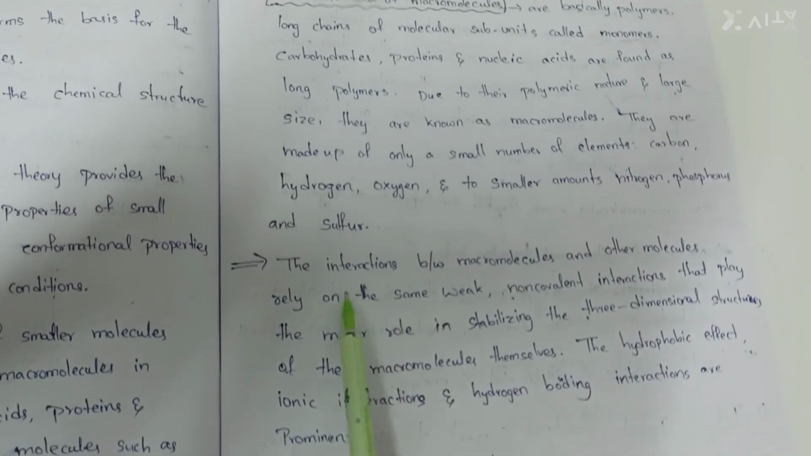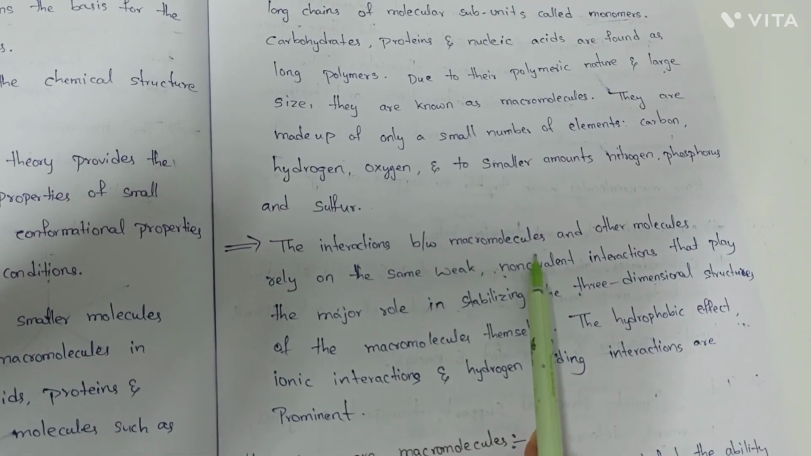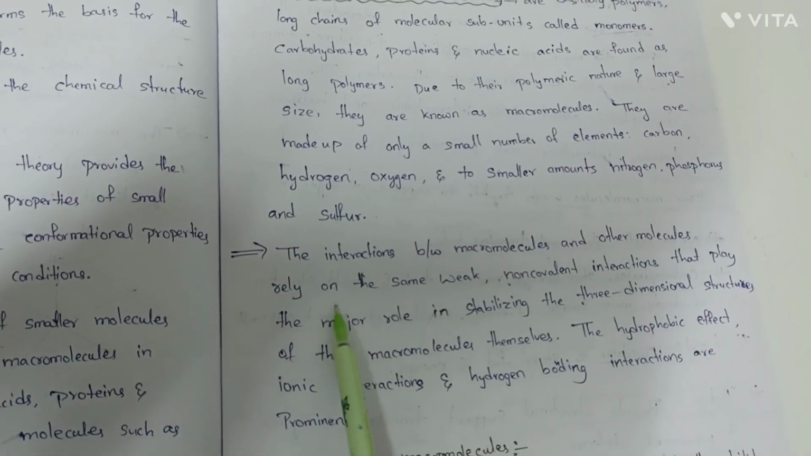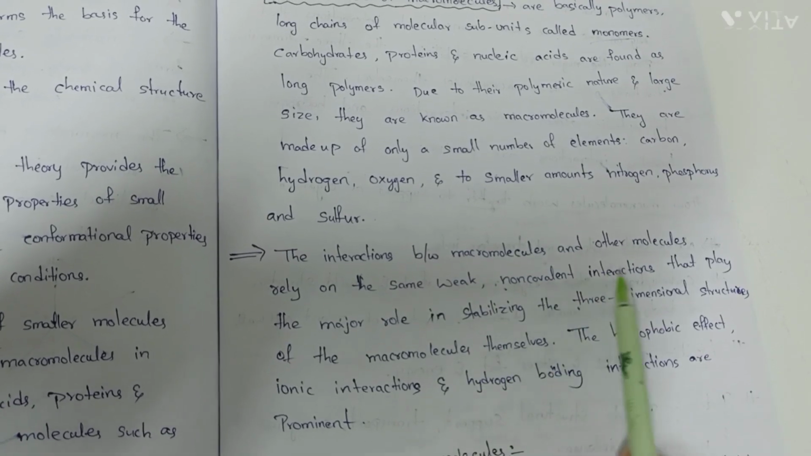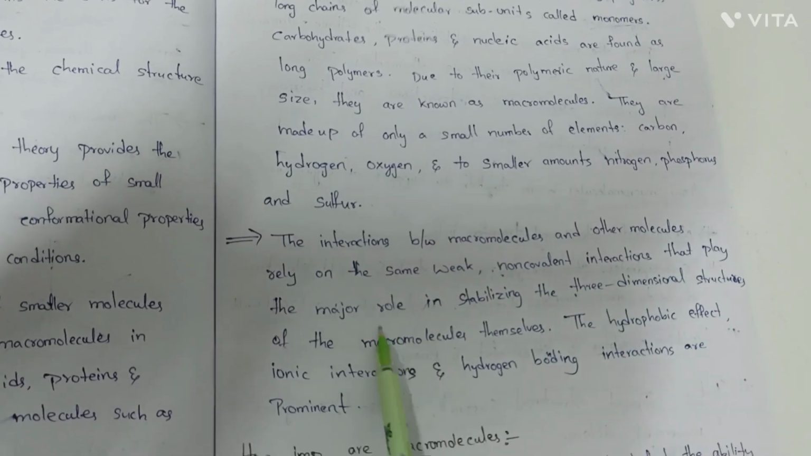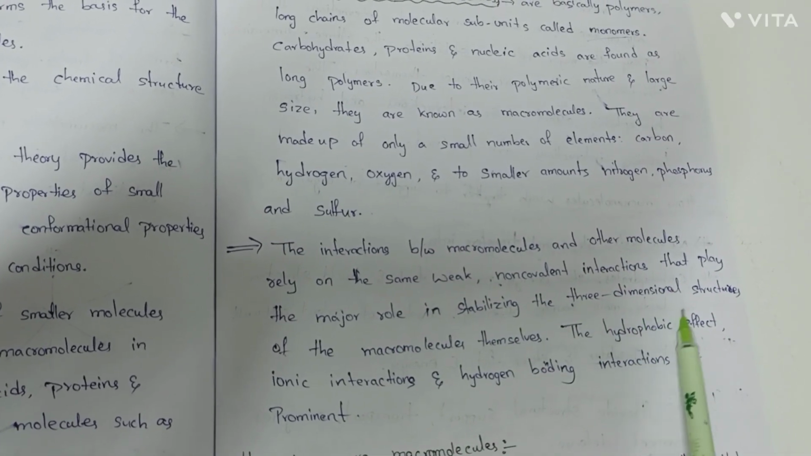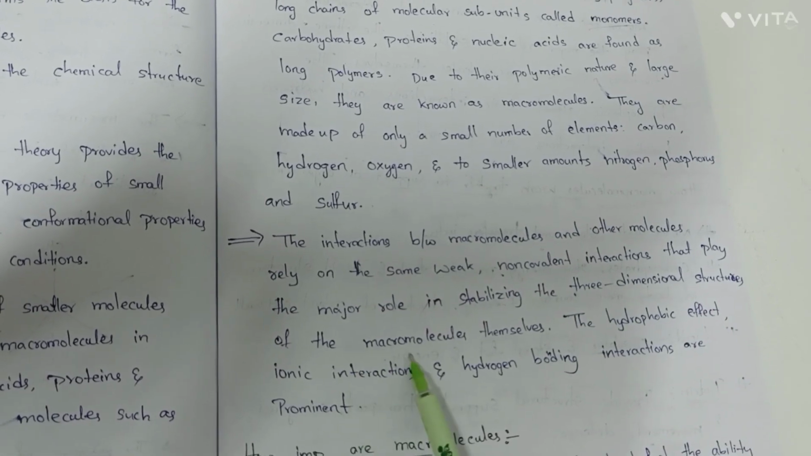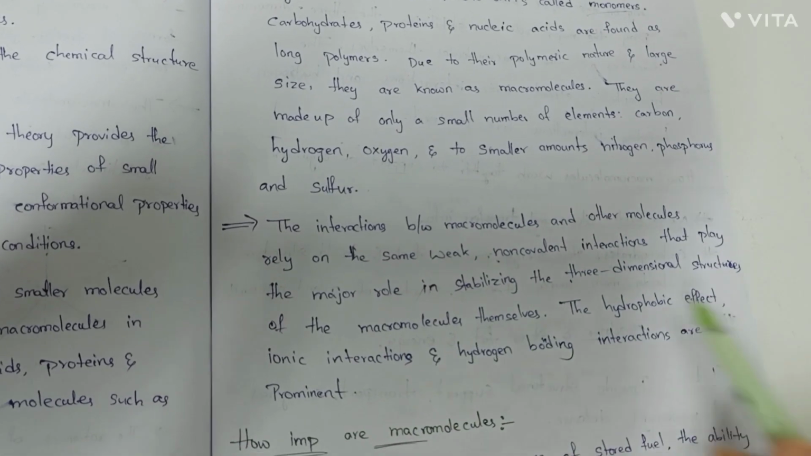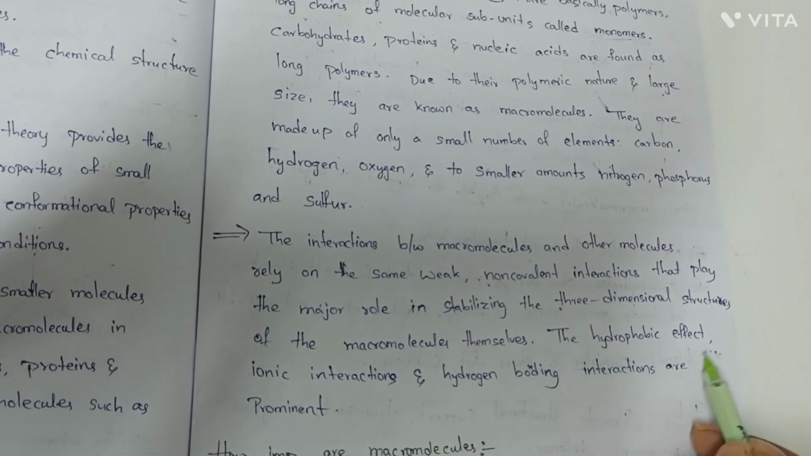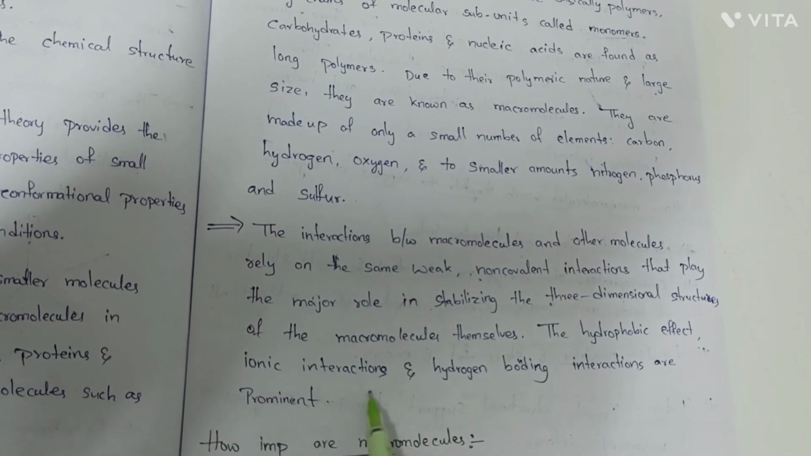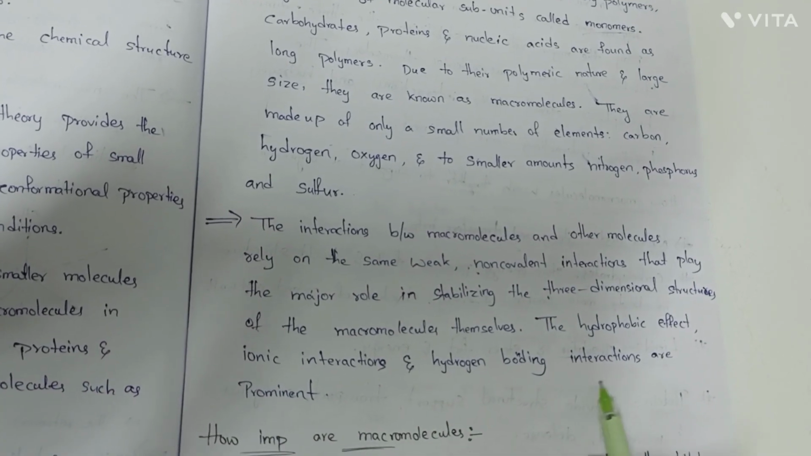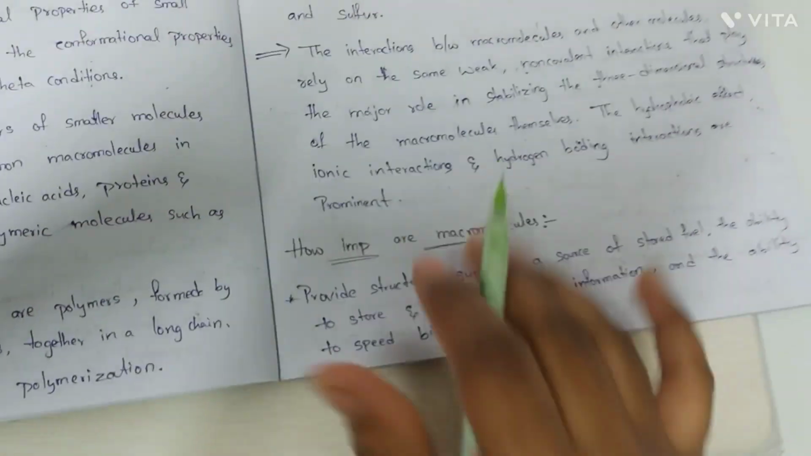The interaction between macromolecules and other molecules relies on the same weak non-covalent interactions that play the major role in stabilizing the three-dimensional structures of the macromolecules themselves. The hydrophobic effect, ionic interactions, and hydrogen bonding interactions are prominent.